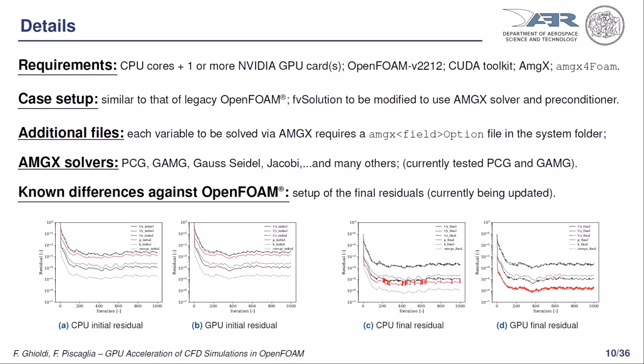The known differences, but they are currently being worked on, is the fact that using AMGX, there is a different way to calculate the residuals. And so this implies that if you take your simulation and you apply the same final residual, you will get, of course, a different behavior. As you can see, the initial residuals are pretty much the same, but if you look at the final residual in red, you will see that there is a slightly different behavior. So this is a known difference, and the guys from AMGX are already working on it in order to update this kind of procedure.